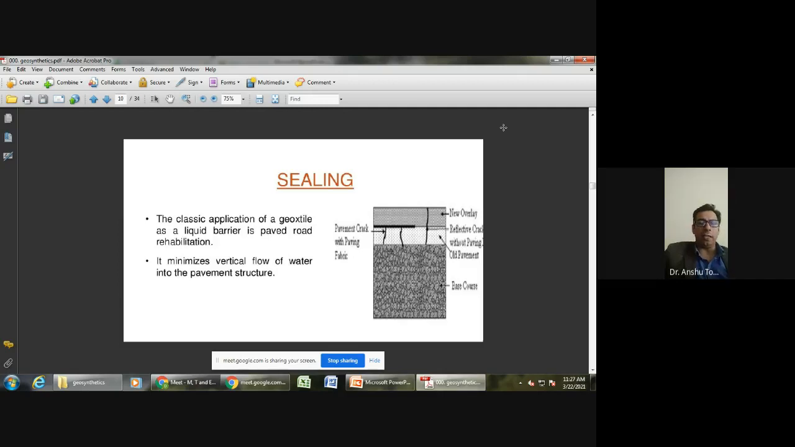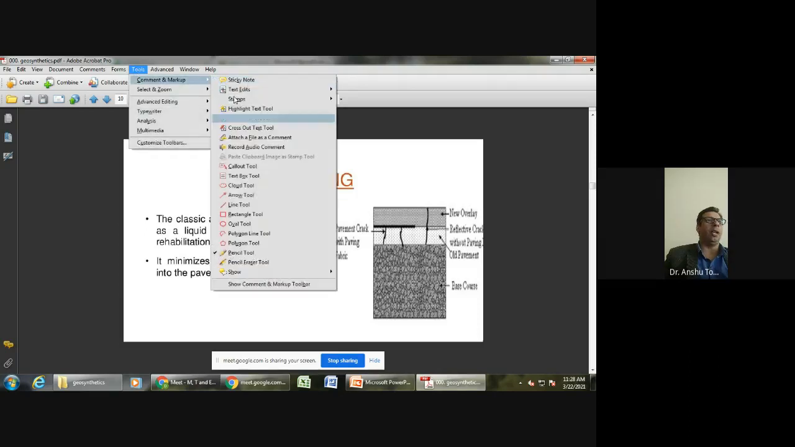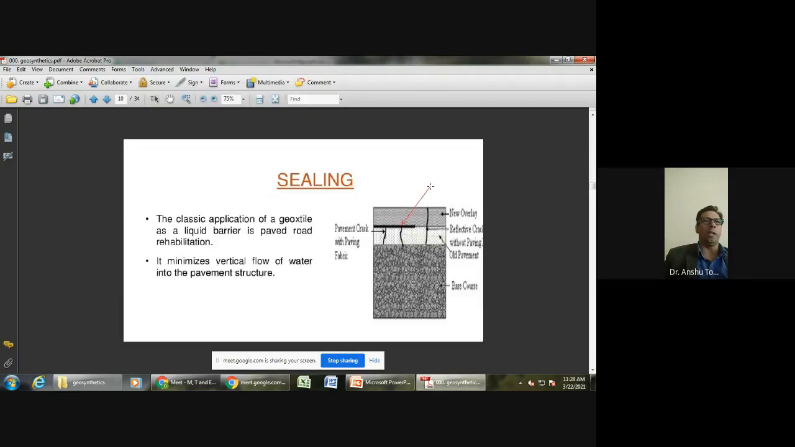In filtration, it is letting the water pass through it. But if you want to 100% stop the water ingress, then that is why it is being used for sealing. A layer has been introduced here, which is not going to let the water pass through it. If you are having a crack, suppose you have to repair a pavement locally, it is possible for you to repair it locally using the geotextile.